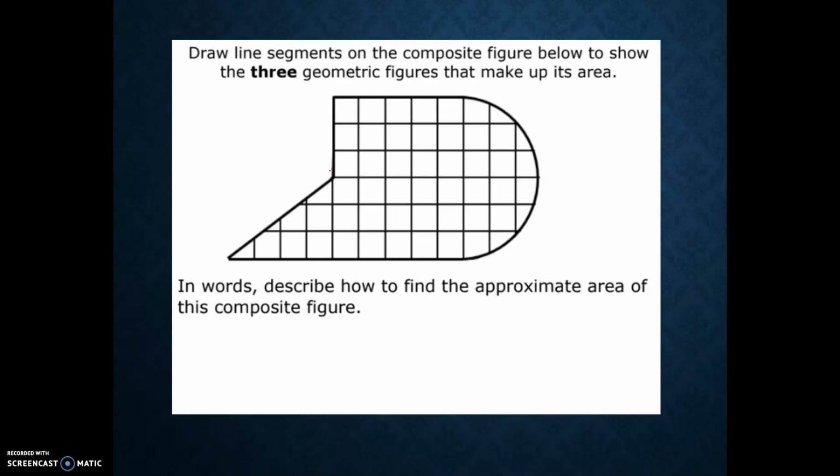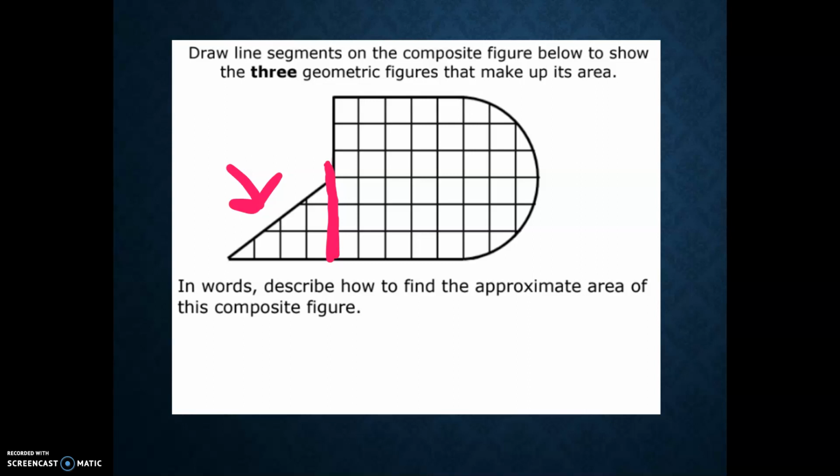If I look over here, right about here, I see that it looks like it could be a triangle if I cut a line down here and make it like this. Okay, so now I've made a triangle. Right here, there's a triangle.